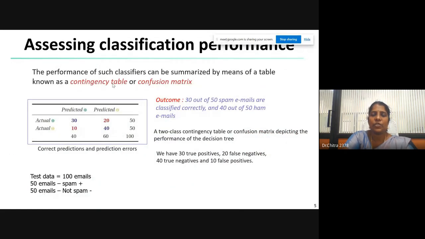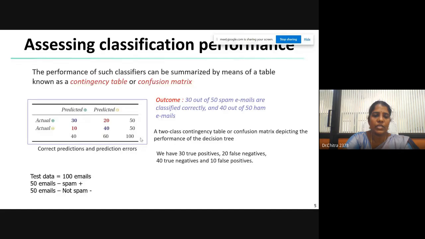To find this accuracy, first you need to develop the confusion matrix, or else the contingency table. The contingency table or the confusion matrix can be developed for each and every classifier. The confusion matrix gives the details about the classifier, how it classifies the data.